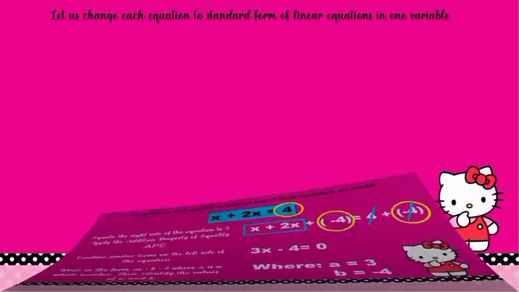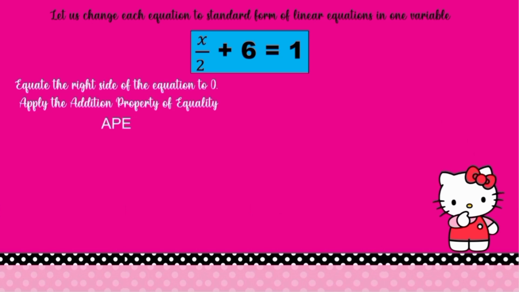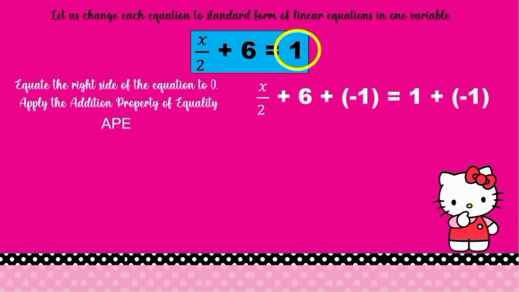Let's have example number 2. x over 2 plus 6 is equal to 1. Equate the right side of the equation to 0, then apply the addition property of equality or APE. The opposite of the term at the right side is negative 1. We will add negative 1 on both sides of the equation, on the left side and on the right side.